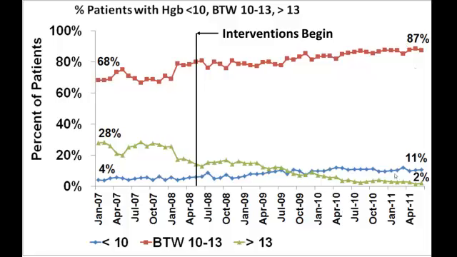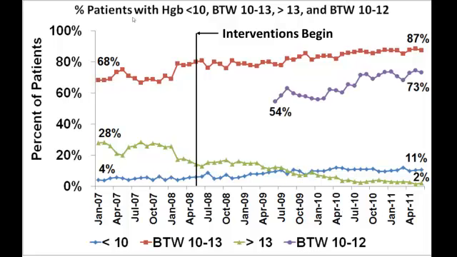And we've decreased the number of patients with high hemoglobins down to 2%. We have had an increase in low hemoglobins. Now, I mentioned earlier that the target range was narrowed from 10 to 13 to 10 to 12. When that was done in May of 2010, 54% of the patients were in the target range of 10 to 12. Today, we have better than 73% of the patients in the target range of 10 to 12.